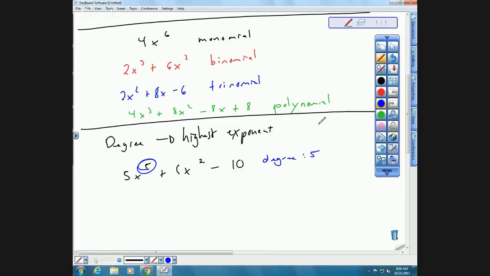The number in front, so this term, erase that real quick. This term right here is the one with the highest exponent. So my degree is 5. The number out in front is called my leading coefficient. Because remember, if we write it in order, the leading coefficient is the one out in front. In order, I mean the highest exponent first.